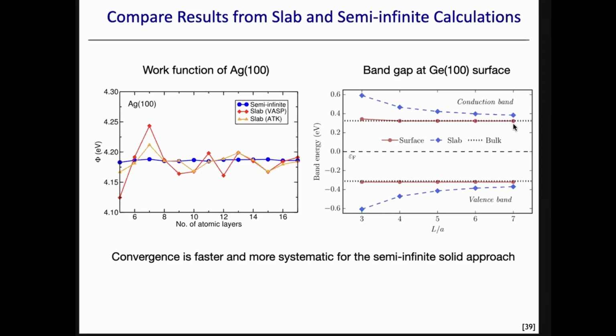But if you do the semi-infinite calculation, you get the red line. It converges right away. So I think this is really... I just don't understand why we're not all doing this, and why didn't we start doing this 20 years ago?